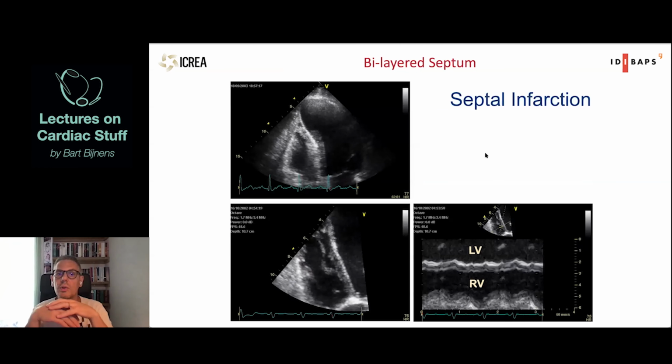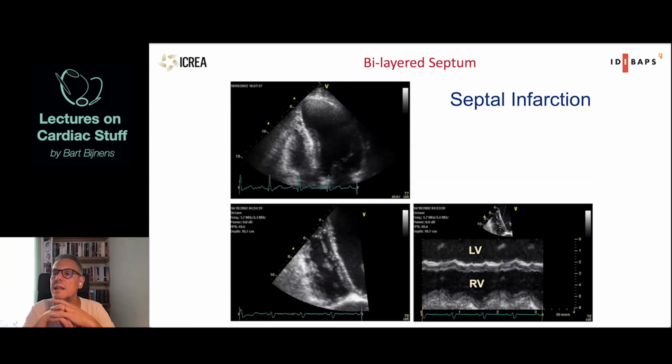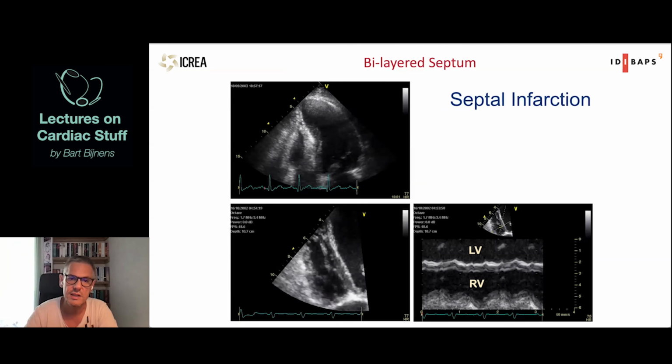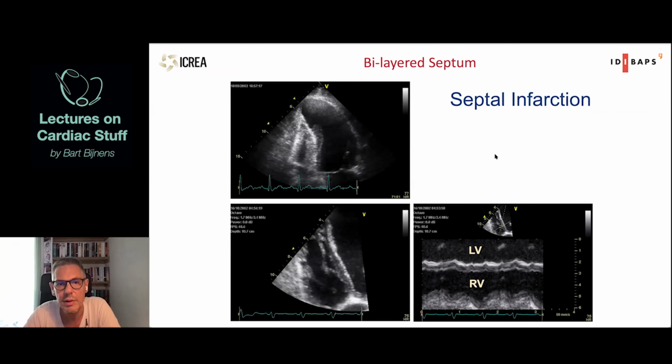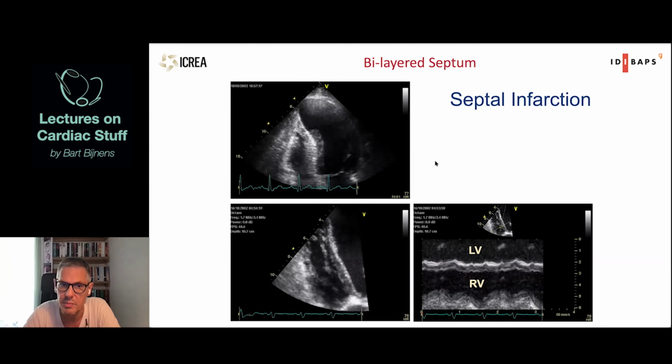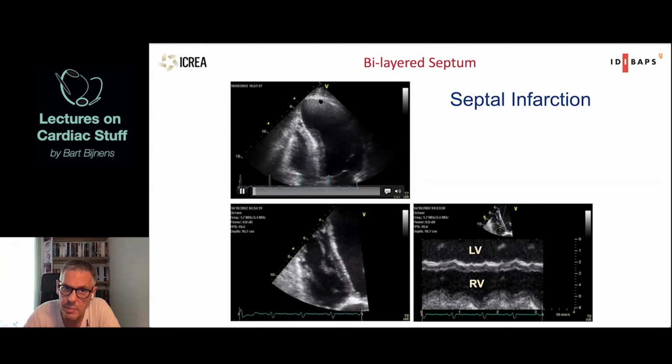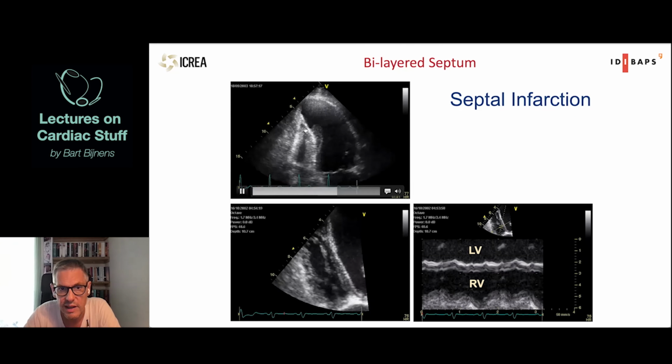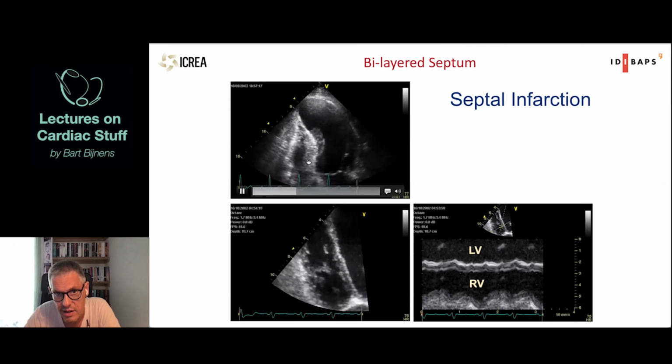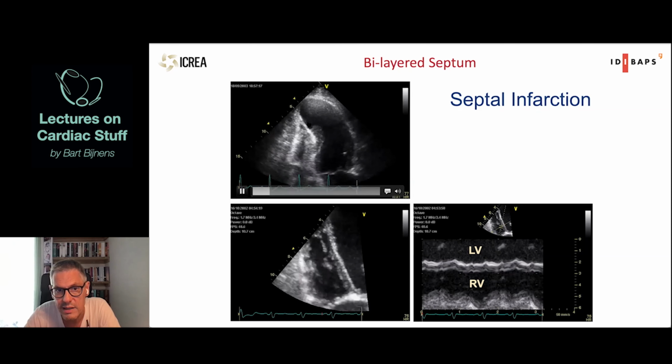Now, to also show you what the consequences of this are in some of the pathologies, here you see two different patients with infarcts of the septum. Here you see an apical infarct in the left ventricle, and you see that the right ventricular side is actually fully protected and is not infarcted. And here you see that the left ventricular part ends at a very sudden place. You see that there's no tissue anymore.